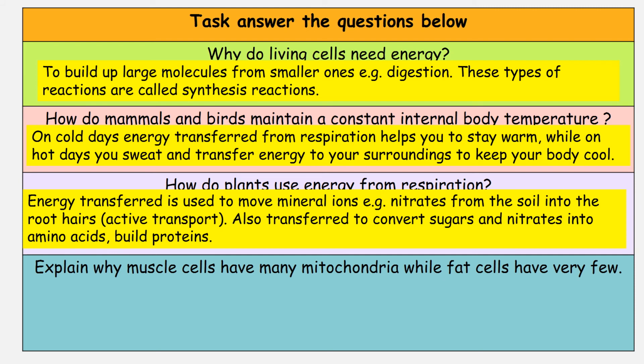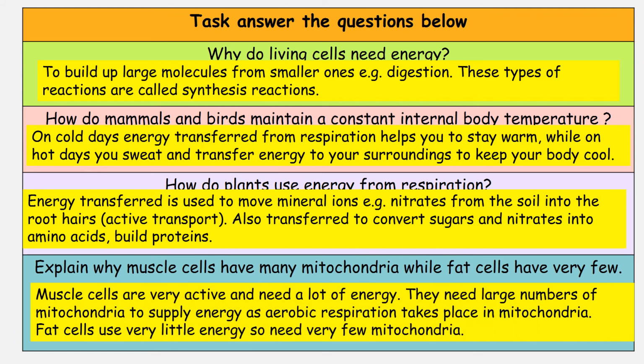And the last question, explain why muscle cells have many mitochondria while fat cells have very few. It's because muscle cells are very active. So muscle cells need a lot of energy, which they get from respiration, whereas fat cells require very little energy. They don't really do anything apart from store fat. So the fat cells use very little energy, so will only need a few mitochondria. So very well done if you managed to get the answers to those 4 questions.